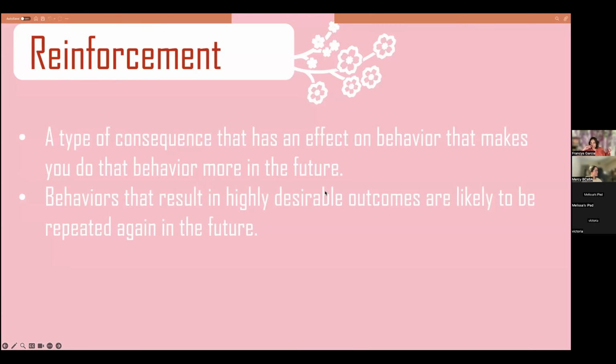So now we're going to get into the actual understanding of the difference between reinforcement and punishment. So reinforcement is a type of consequence that has an effect on behavior that makes you do that behavior more in the future. So a behavior occurs, you either add something or you take it away. Specifically for reinforcement, you're adding something, and it's making the behavior occur more in the future. So behaviors that result in highly desirable outcomes are likely to be repeated again in the future. This is the most basic definition of reinforcement.